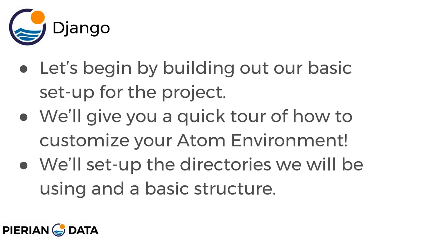What we're going to be doing here in part 1 is beginning by building out our basic setup for the project. That is the basic directories and just the basic structure for our code. We're also going to be giving you a quick tour of how you can customize your own Atom environment. You'll notice that as we actually code out through this second clone project, our environment is going to look a little different style-wise, such as the UI or the color scheme, versus the previous project. So I'm going to show you how you can set up and customize your own Atom environment. Okay, let's hop over to Atom and get started.